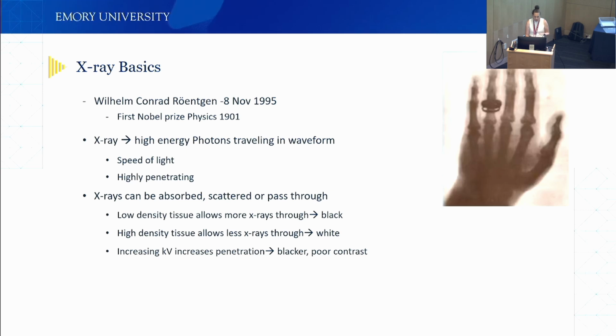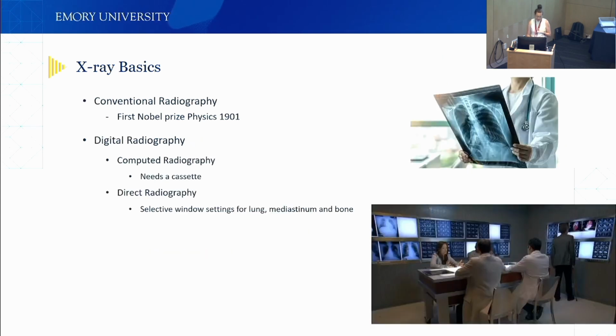So what we need to know about X-rays: they can be absorbed, scattered, or passed through tissue. Low density tissue allows more X-rays through, so it is shown black. High density tissue has less throughput of X-rays, so it is white. You can increase the strength of your X-ray beam to increase penetration. That will make the X-rays go deeper through the body, but the image also turns out blacker and you have worse contrast. So those are very quick basics.